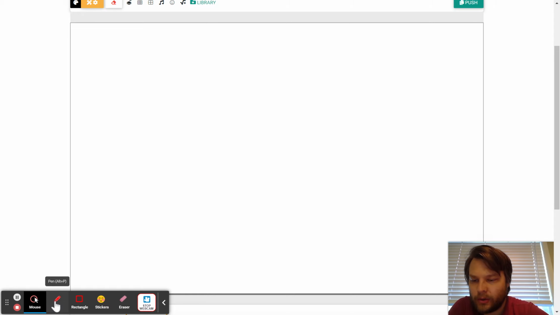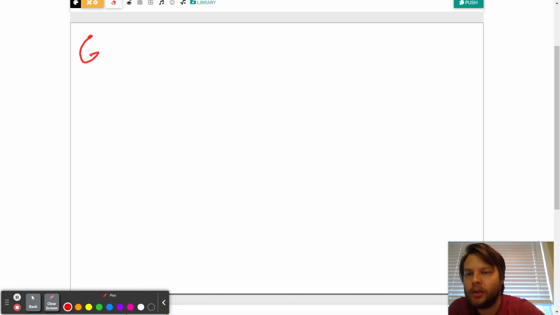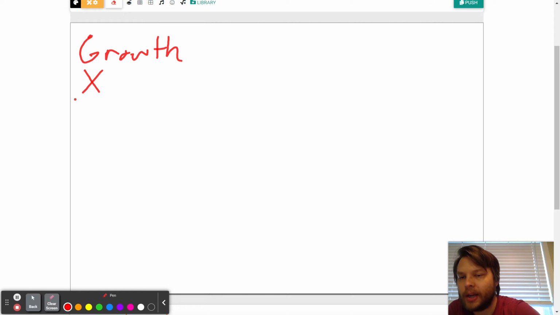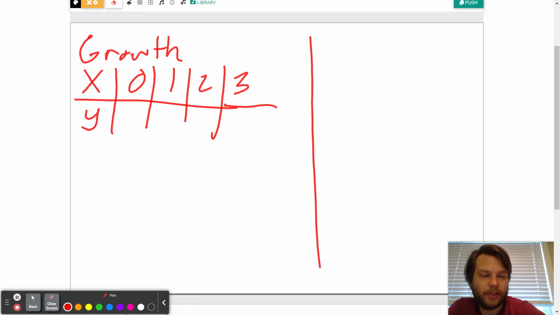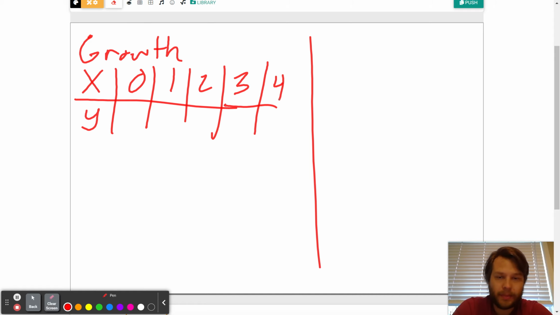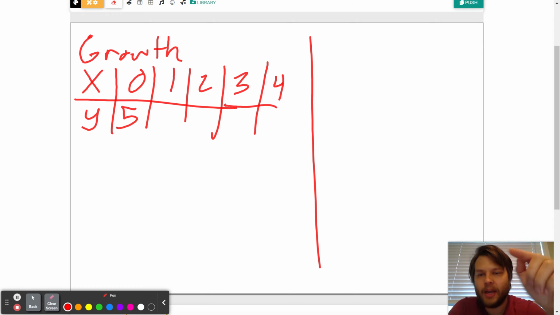Here is a quick example of growth. Exponential growth just means that if I look at my x and y table, as my x values increase, my y values will increase as well. Let's go up to x equals 4. We can start with whatever number we want, let's say 5, and then exponential means you repeatedly multiply it. So I'm going to multiply by a certain number.